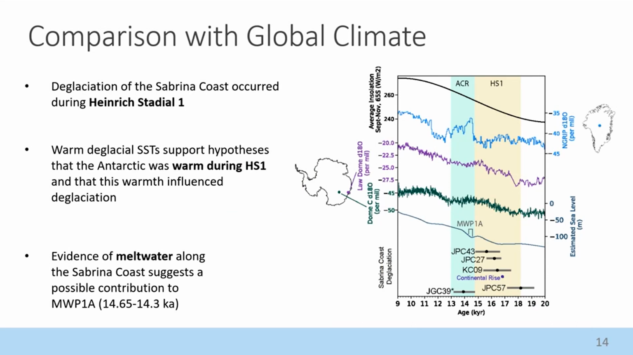So if we put this into a global climate context, all of the ages cluster during this warm phase in the southern hemisphere, which is Heinrich Stadial 1. And so the warm sea surface temperatures we're seeing support hypotheses that this was a warm period in Antarctica. And actually, we think that this warmth led to deglaciation of the Sabrina Coast. And then finally, we see lots of evidence of meltwater, suggesting that this is a very meltwater-rich deglaciation contributing to global sea level rise. And the timing is a little suspicious, and we have to tease this out more, but all this meltwater is possibly contributing to meltwater pulse 1A.